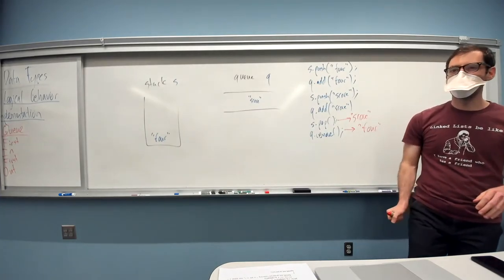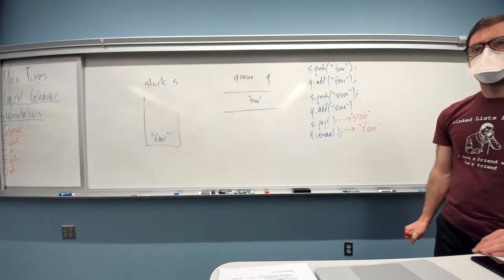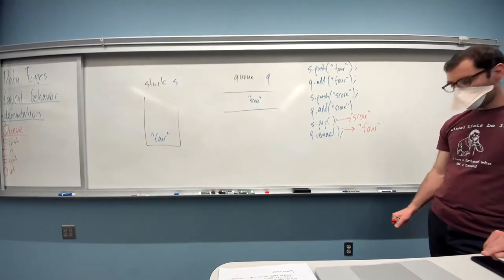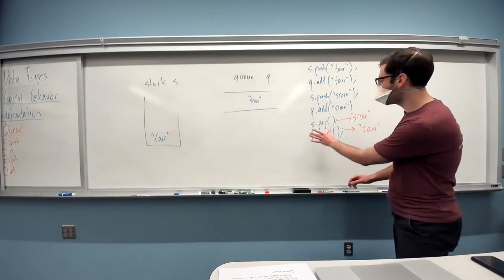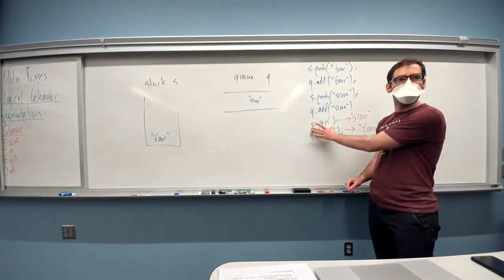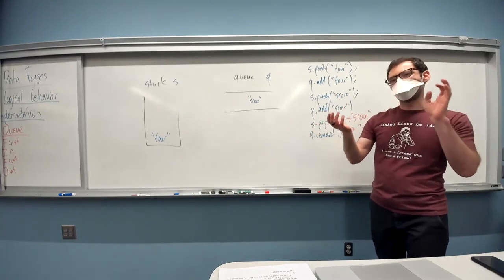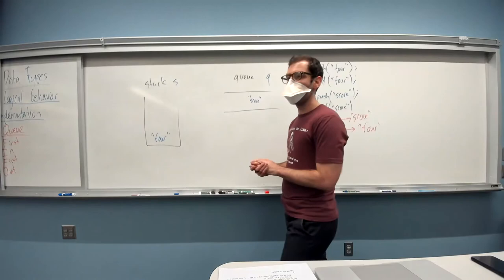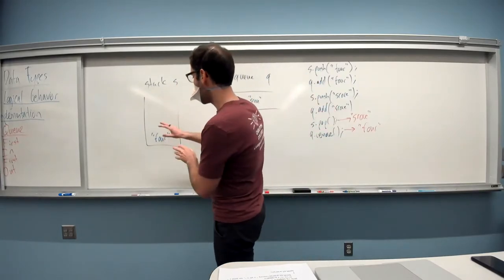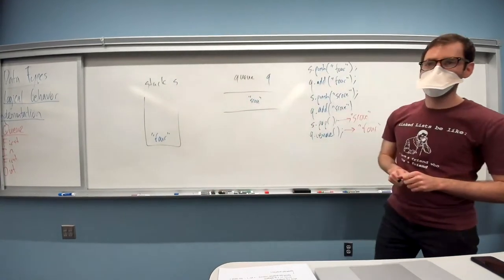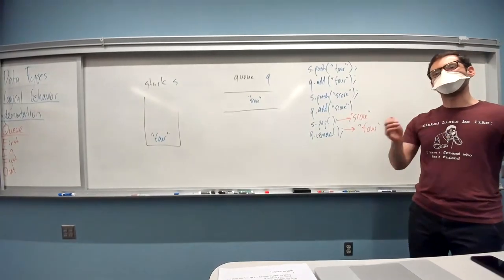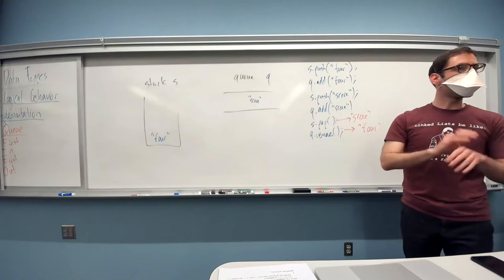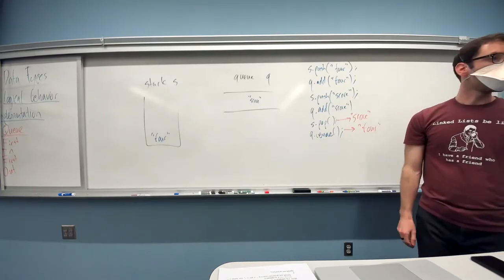Can you do stuff like s.pop equals something, or if s.pop equals something? Yes, absolutely. Could we use s.pop as part of some larger expression? We absolutely could. In this example, if we wanted to check whether two strings are equal, reminder that we have to use dot equals in Java. But yes, we could use s.pop as part of some larger thing.